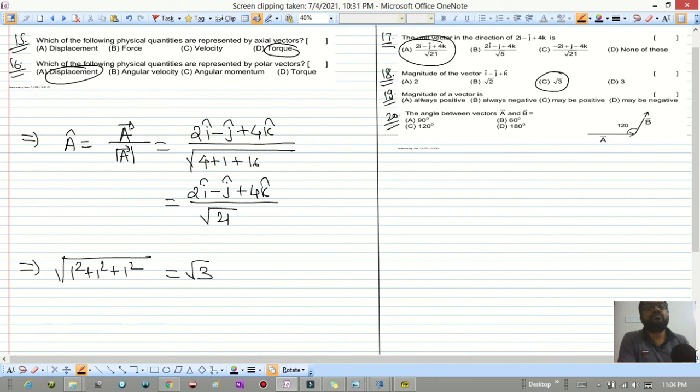Now, is the magnitude of a vector always positive, always negative, maybe positive, maybe negative? The magnitude of a vector is always a positive quantity. It will never be negative, right?